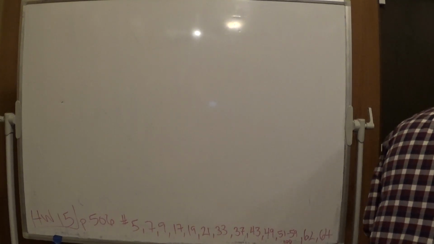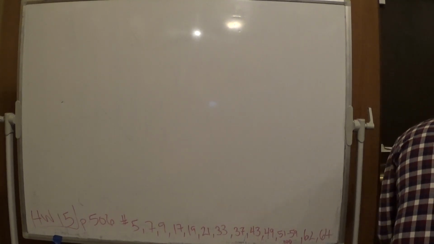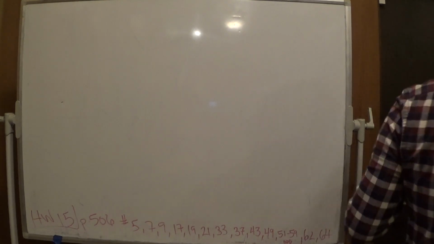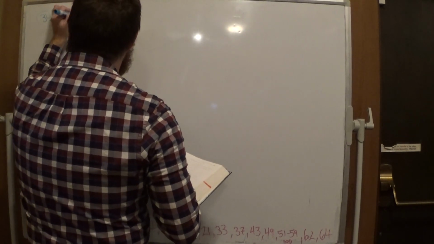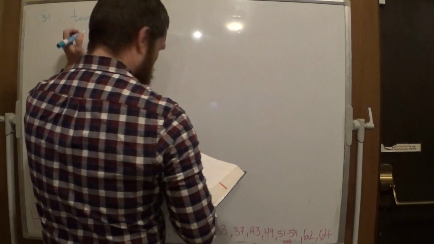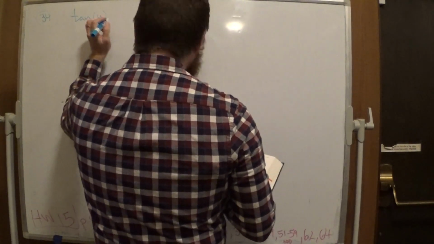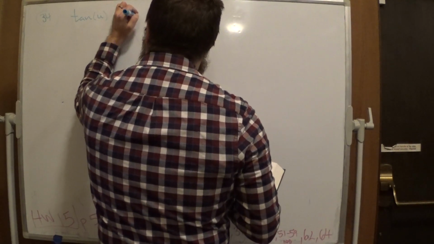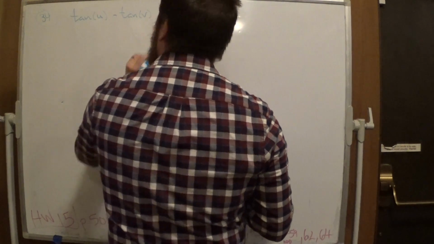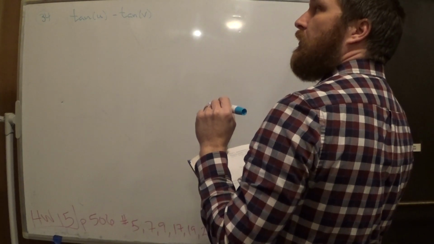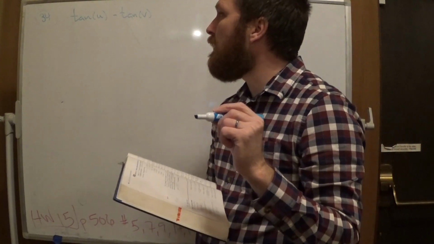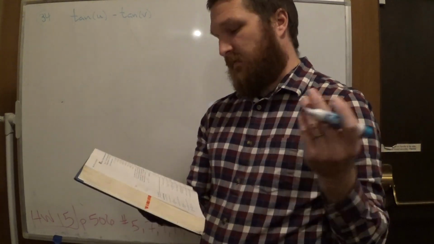34 is just terrible. Let's do 34. This is number 34. Tangent u minus tangent v. Are those just random unknowns? Are they just variables? Just variables. Yep, everything in here is just a variable.